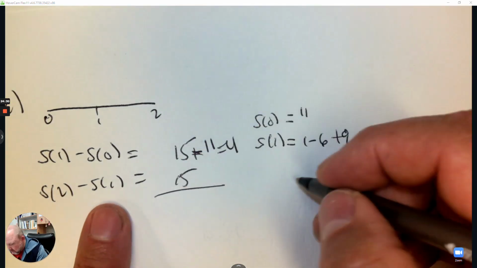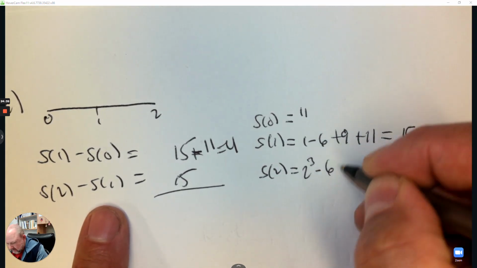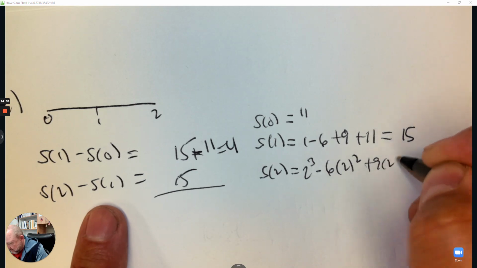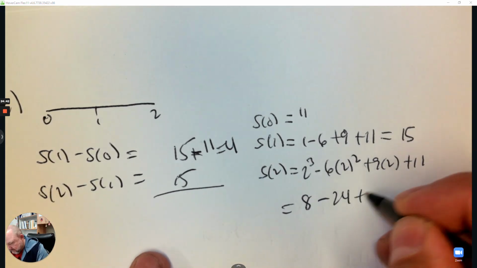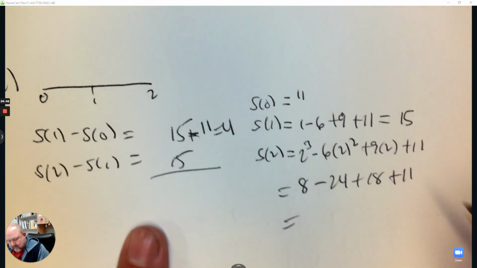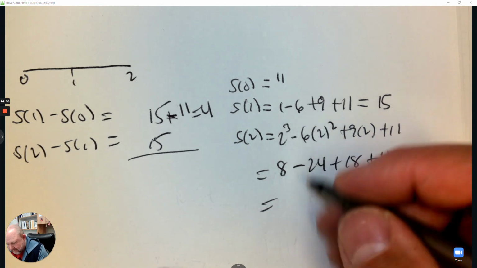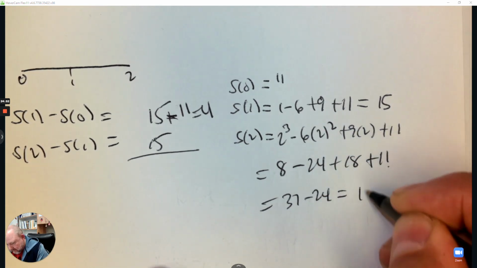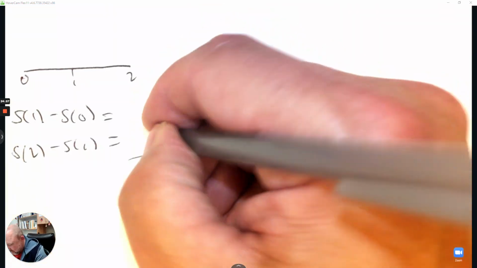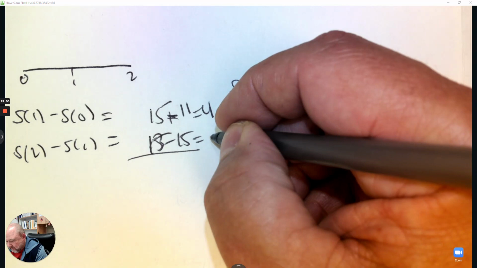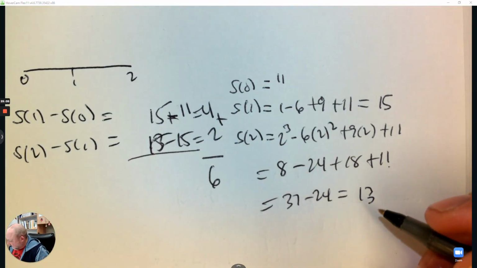So that's 2 cubed minus 6 times t squared plus 9 times 2 plus 11. That's 8. That's 24. 18. That's 11. What is that? 29 and 8. I get 13. All right, so 15 take away 13, or 13 take away 15. So the absolute value of that is just 2. So if I add that up, I get the answer of 6. And that's the total distance.